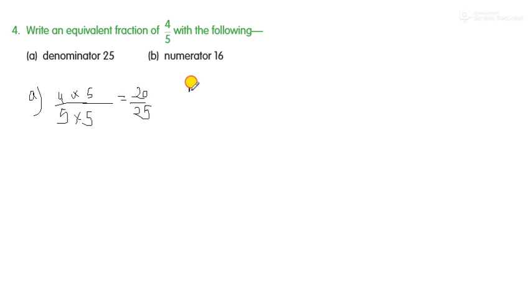Next the B bit is, here the numerator is 16. We have to make the numerator 16. So take 4 by 5, multiply numerator and denominator with 4. 4 4s are 16, 5 4s are 20.